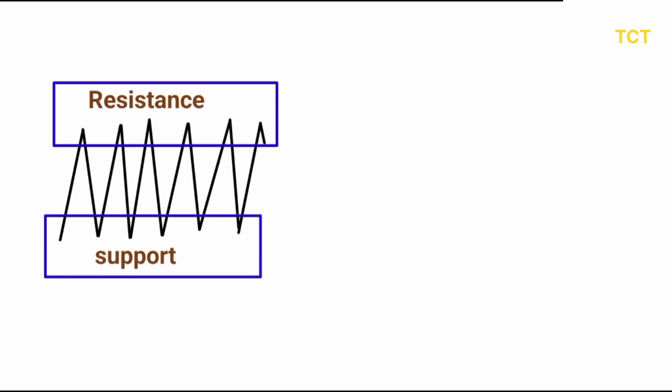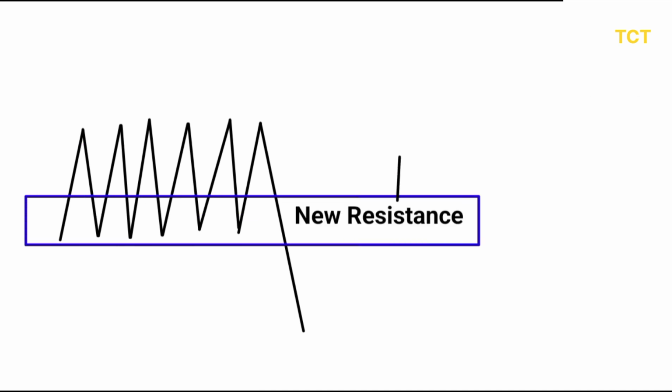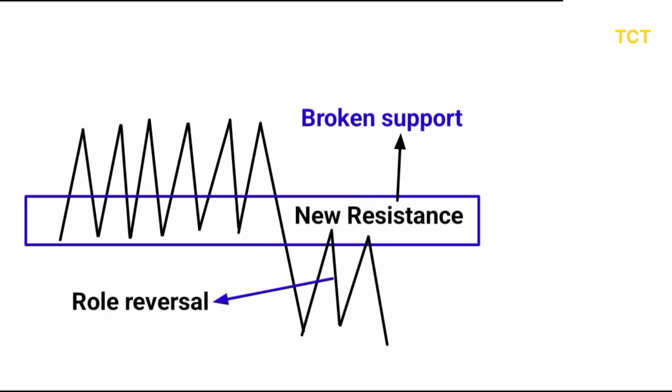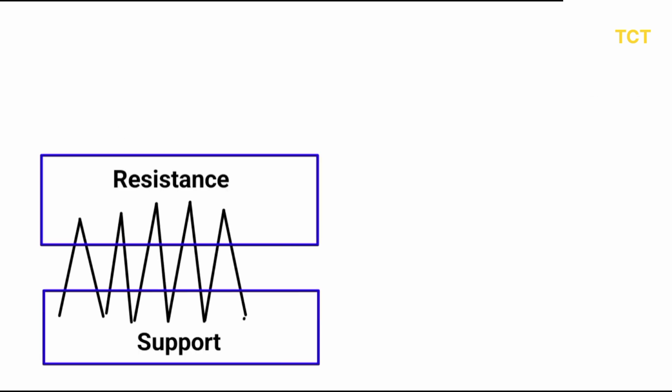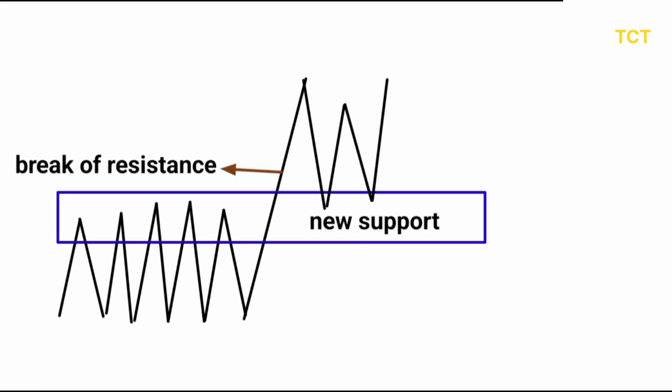Now let's talk about broken support. Sometimes sellers become very strong. The price breaks below support and continues falling. When this happens, the old support often becomes new resistance. This is called a role reversal. The opposite is also true. If the price breaks above resistance, that old resistance may become new support. This concept is used by many experienced traders.